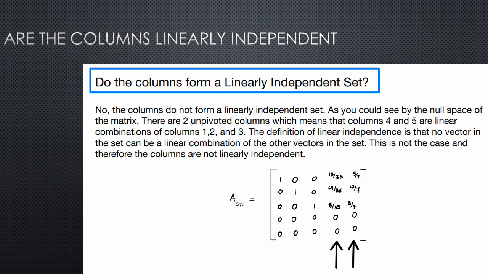No, the columns do not form a linearly independent set. As you can see by the null space of the matrix, there are 2 unpivoted columns, which means that columns 4 and 5 are linear combinations of columns 1, 2, and 3. The definition of linear independence is that no vector in the set can be a linear combination of the other vectors in the set. This is not the case, and therefore the columns are not linearly independent. And I'm pointing at columns 4 and 5 with the arrows.